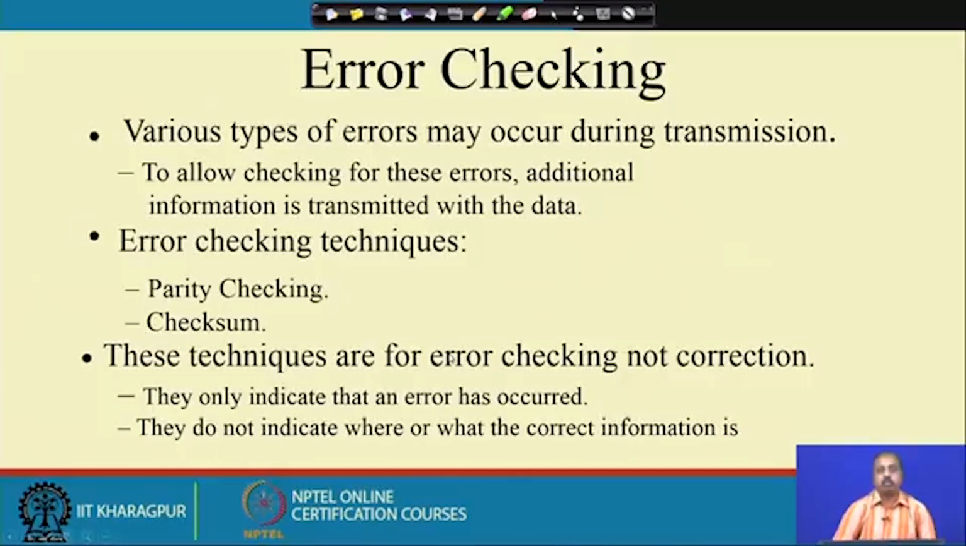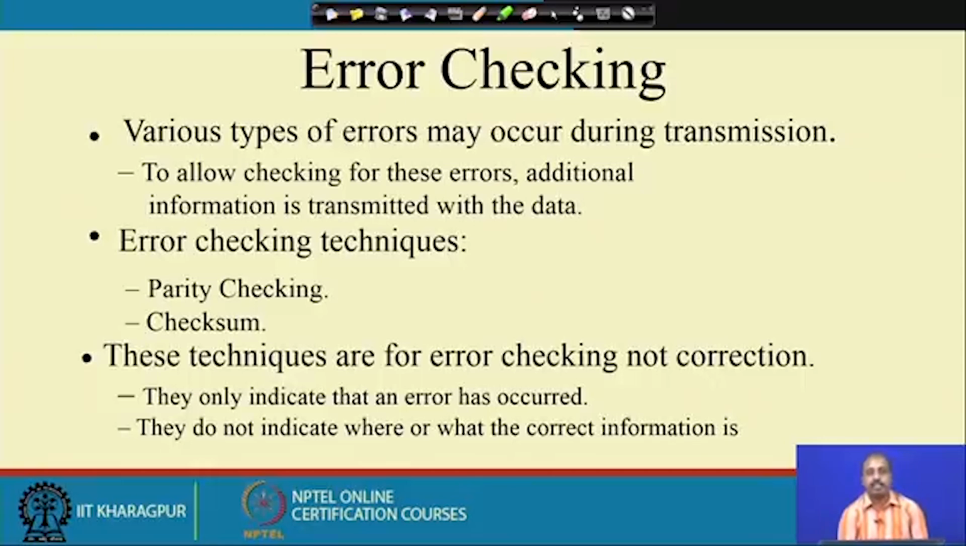Another important issue with the serial transmission is the error checking. There can be various types of errors that can come while transmission is taking place. Some of the bits may be modified, some messages may not be received at all. So there are different types of errors depending upon the transmission policy that we are following. So, we have to have some additional information sent to check at the receiver whether this transmission had some error or not.